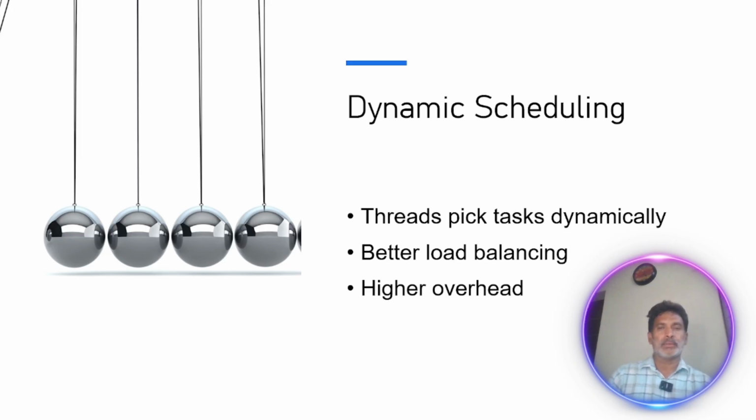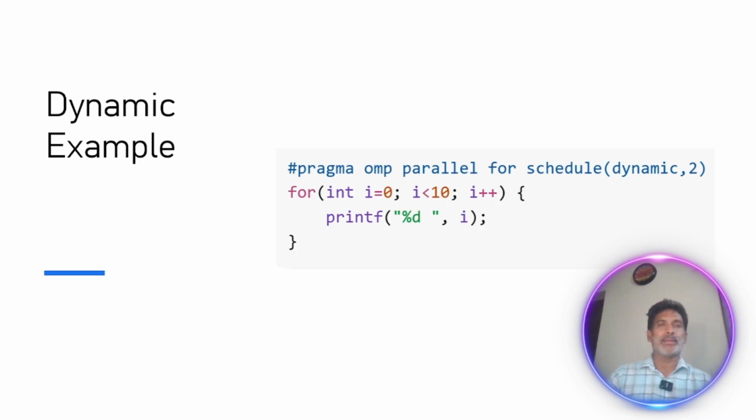And in this case, dynamic scheduling, the threads pick the tasks dynamically, so it's better load balancing with a higher overhead. And if you look at the dynamic scheduling code, this is the way you can pass the schedule parameter to implement dynamic scheduling. So here the threads dynamically take chunks of size 2.